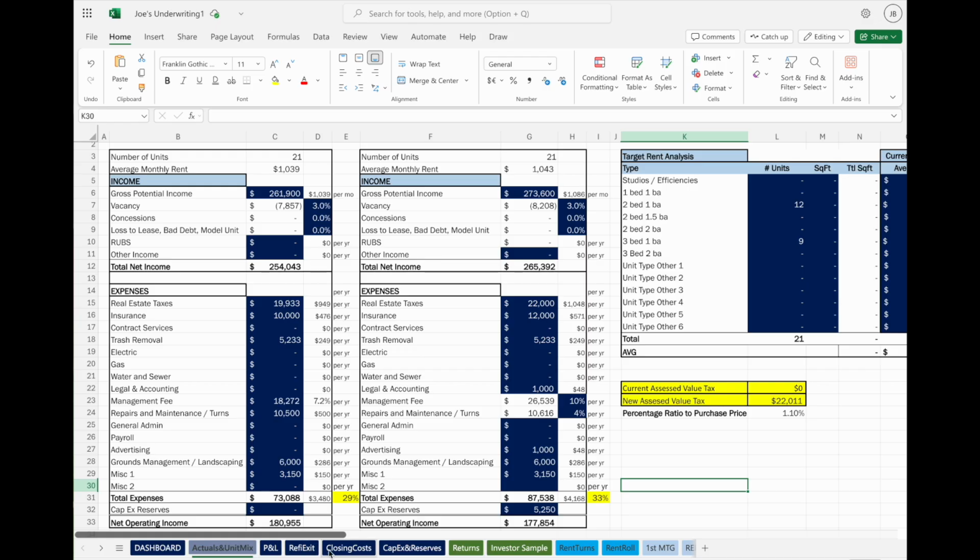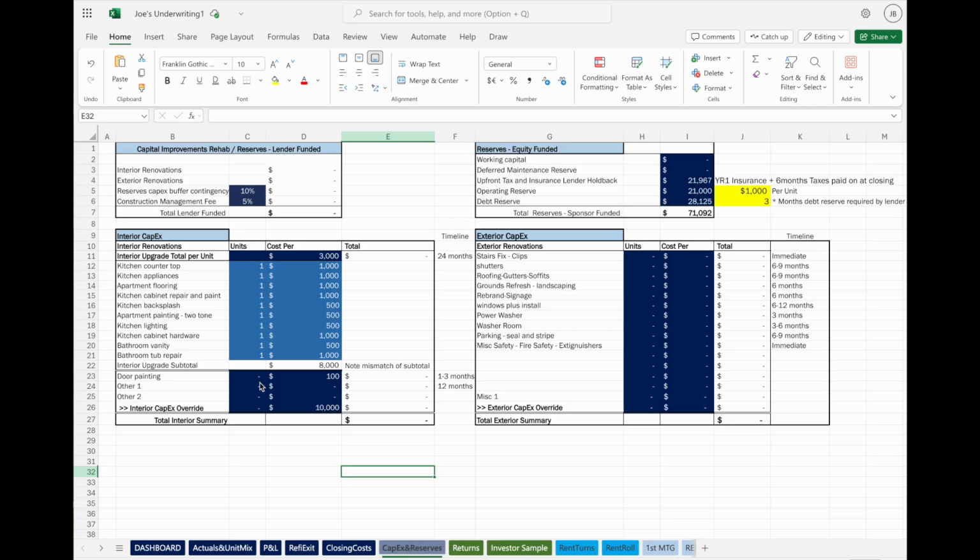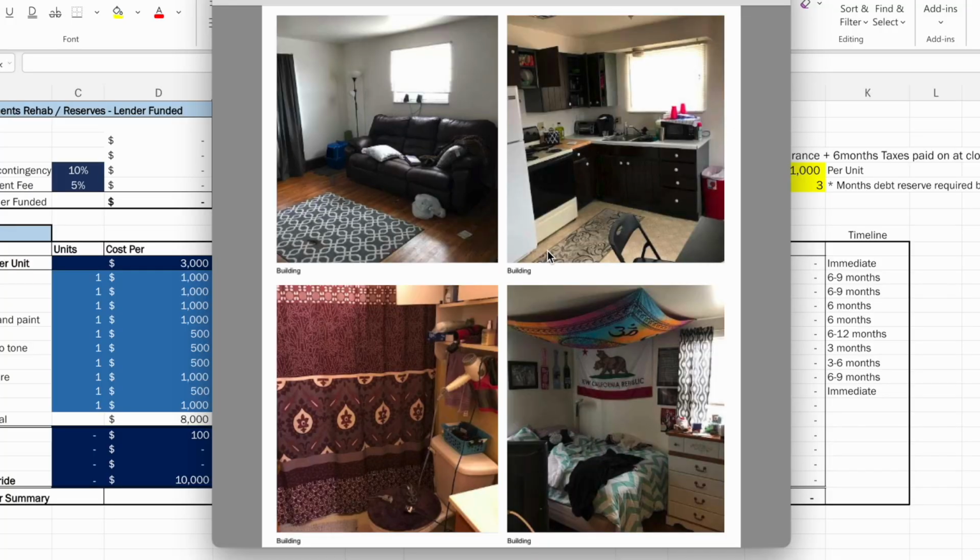The next thing we're going to do is take a look at our CapEx. You've got your interior CapEx, which is your renovations, right? Capital expenditures, and then also your exterior CapEx. So let's take a look at those pictures again. Let's take a look at the interior pictures. All right, so we're looking at the interior pictures. There's not a lot to go off of here. This is just what the broker sent me. As you can see, they don't look bad, but clearly they could have some updating, right?